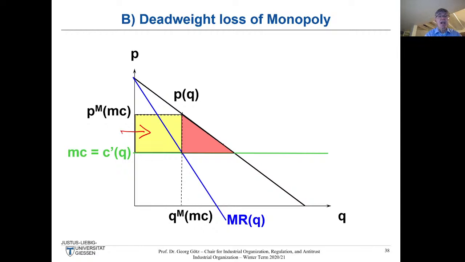And where does it come from? It simply comes from the fact that there are consumers in the area of the triangle who are willing to pay more than the marginal cost, but they don't get the product. Why does the monopolist not sell it to them? Because otherwise she would have to reduce the price, and that would reduce profit. So here you get the standard and well-known deadweight loss. And that's a bad thing about monopoly.